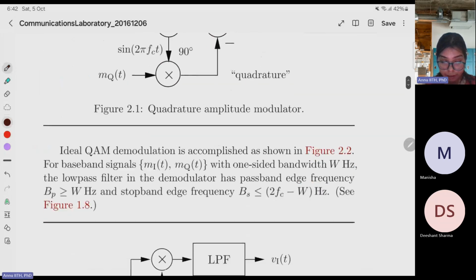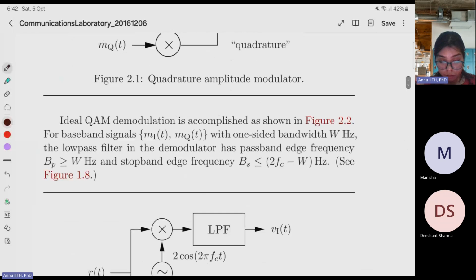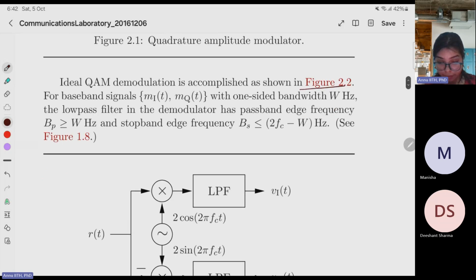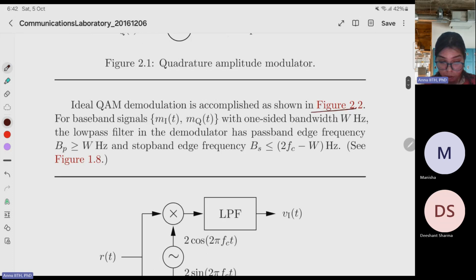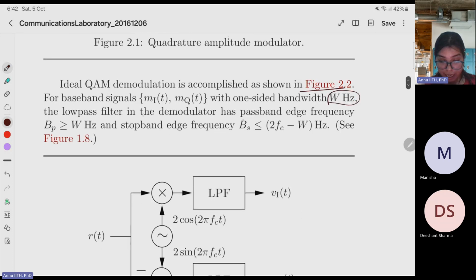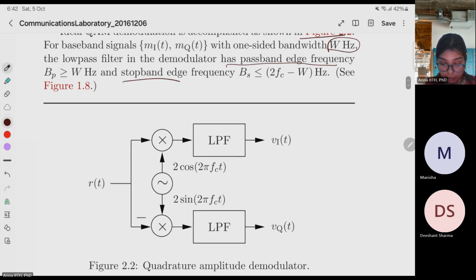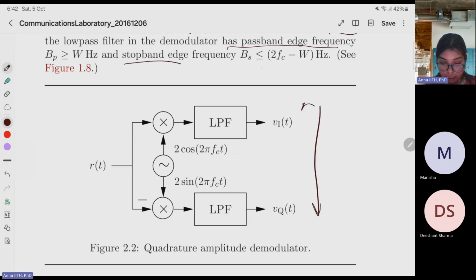Okay, quadrature amplitude modulation. Ideal demodulation is shown in figure 2.2, for baseband signals m_I(t) and m_Q(t) with one-sided bandwidth W hertz. The low-pass filter in the demodulator has a passband edge frequency greater than or equal to W, and we know that already. This is the demodulator, r(t). This is 2 cos 2πf_c t and the LPF, and it will give the transmitted in-phase component and the transmitted quadrature component.